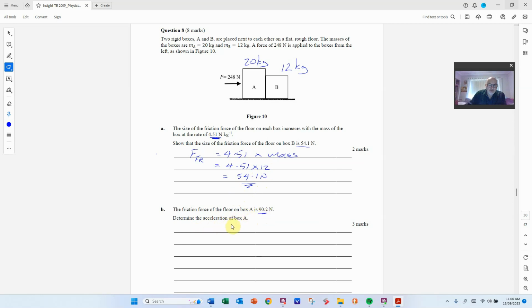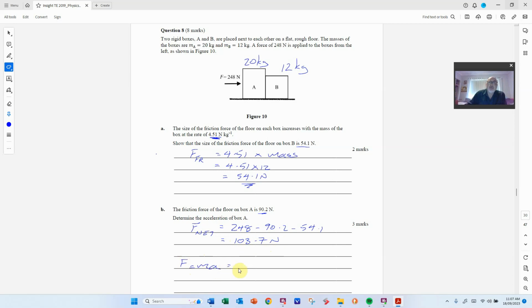Determine the acceleration of box A. So the net force is equal to the force applied, which is 248, minus our friction forces. So it says the friction force for box A is 90.2, but we've also got to subtract the 54.1 newtons for the friction on B, and that gives us 103.7 newtons. We can then go F equals ma.